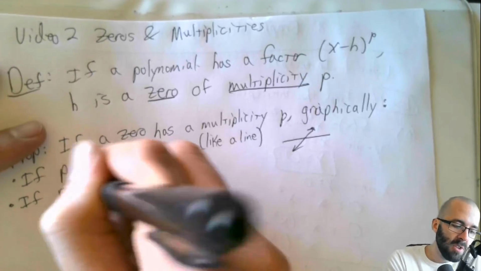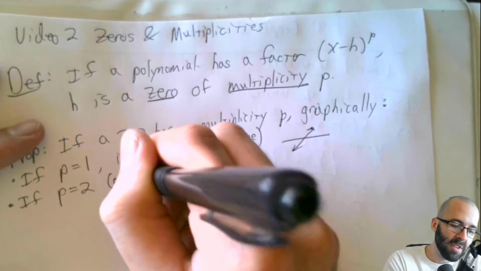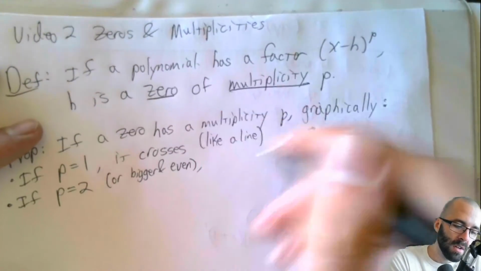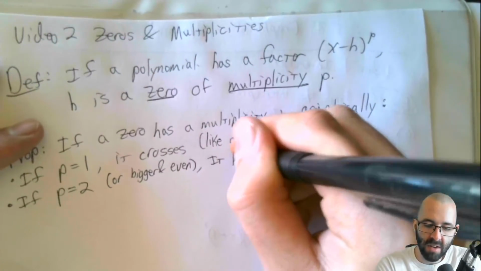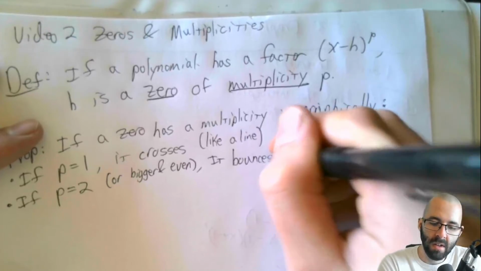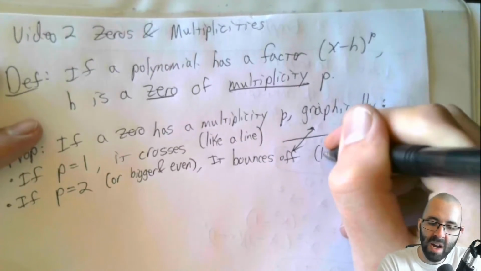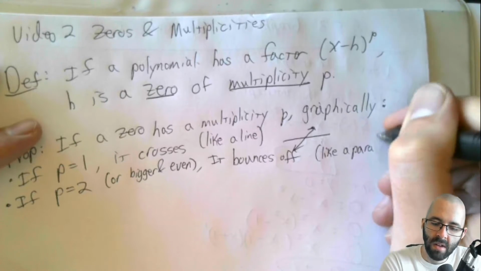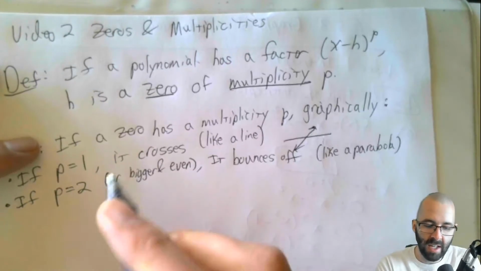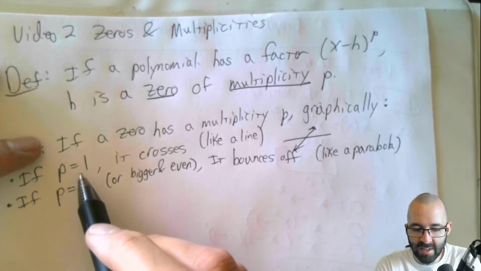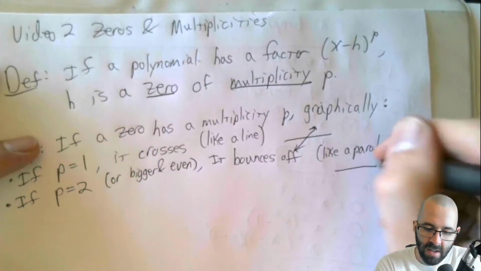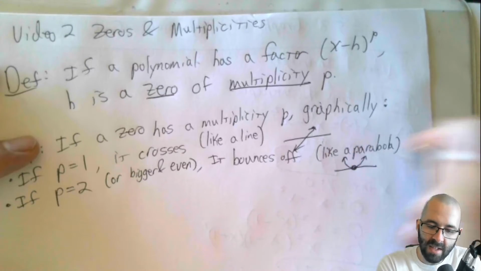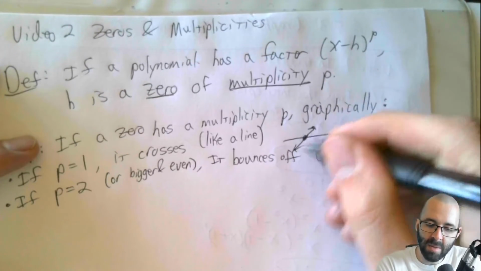If p is equal to 2, or a bigger even number, it bounces off like a parabola. Again, it's not a coincidence that x squared is a parabola and x to the first power is a line. In this case, we'll get something like this, where the x-intercept bounces off. Here, the x-intercept crosses.